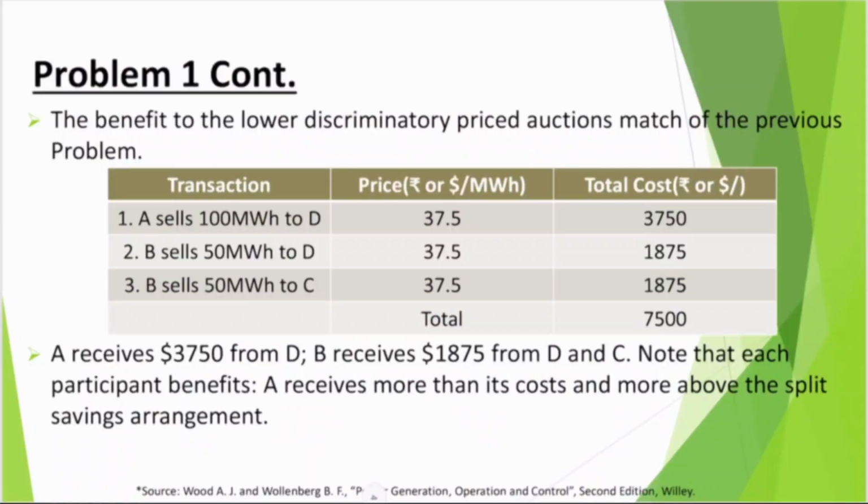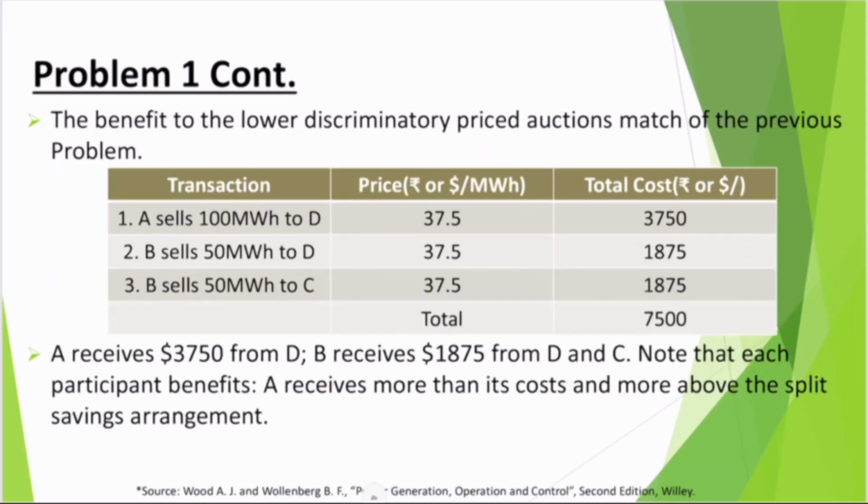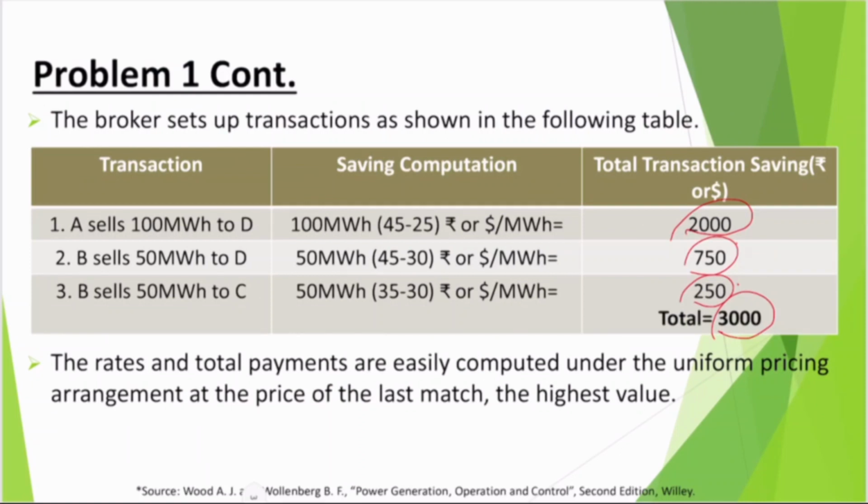So in that case, A is receiving 3750 rupees, B receives 1875 rupees or dollars from D and C, and note that each participant clearly benefits. Even in the previous example, everyone is benefiting. In this case, everyone is benefiting, but it may so happen that in the previous example, some of them may be having a negative value.